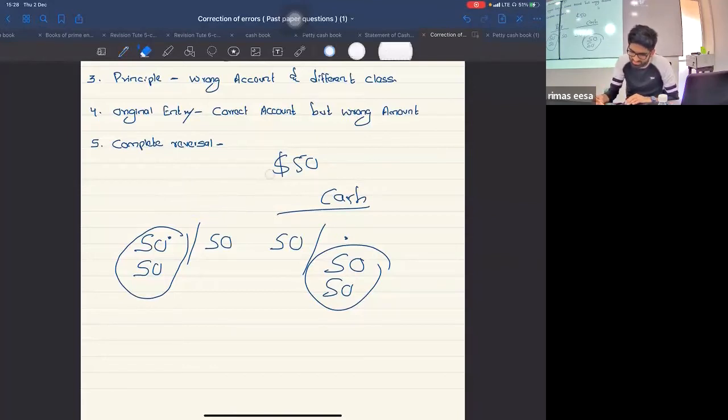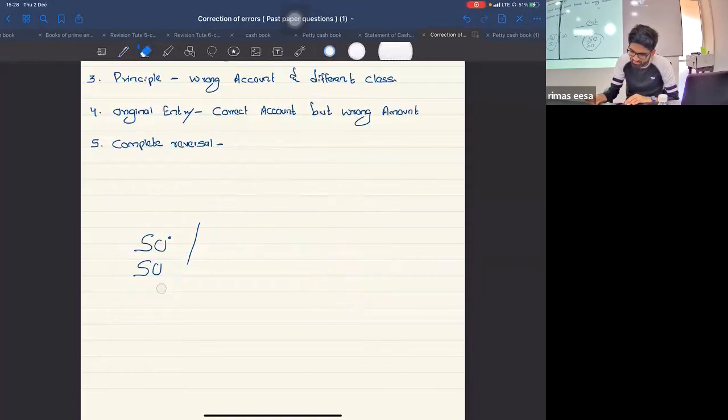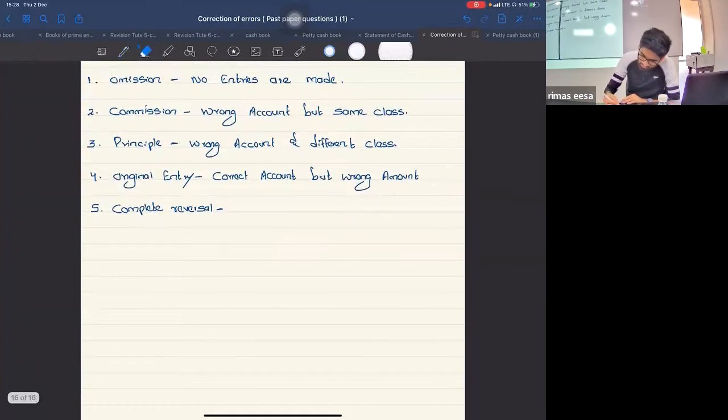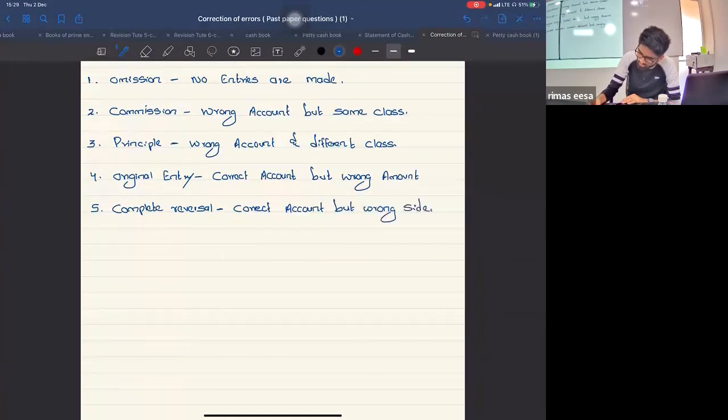So what is the definition of complete reversal? A short point I'm giving you: complete reversal means correct account but wrong side. Correct account but wrong side. That is what you mean by complete reversal.